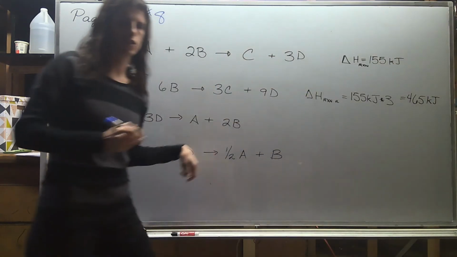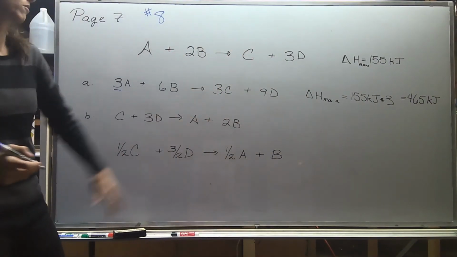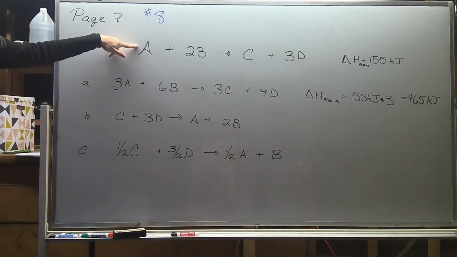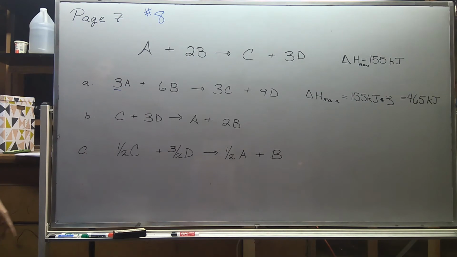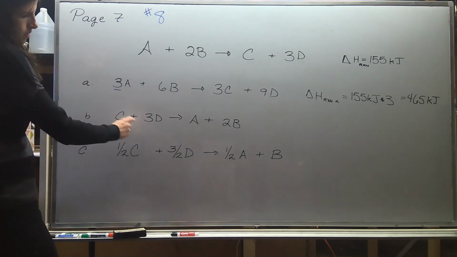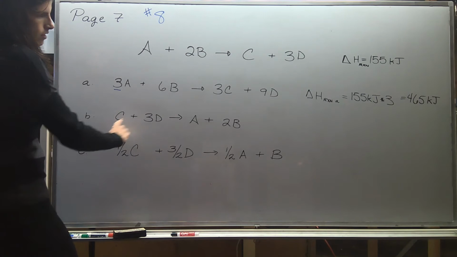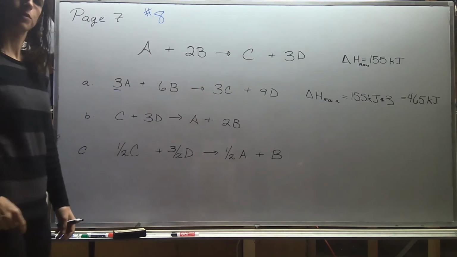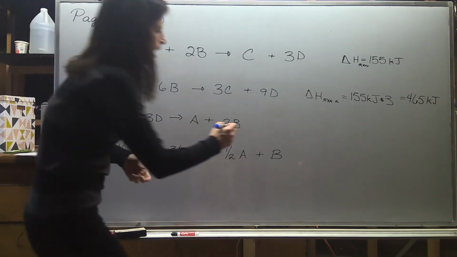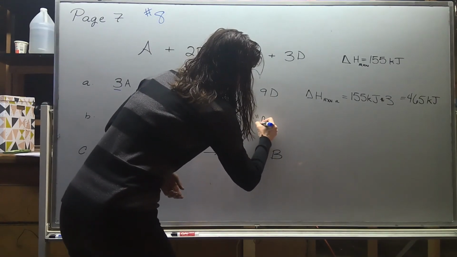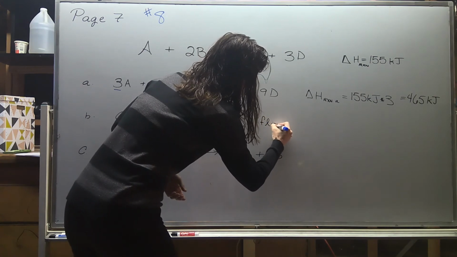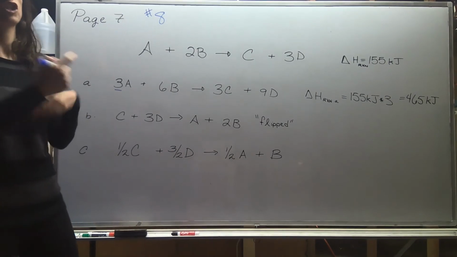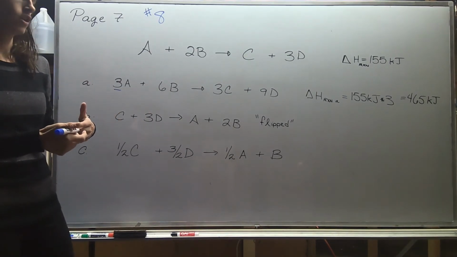So if you notice the coefficients are doubled, then you multiply by 2, and so on and so forth. All right, let's compare letter B to our original. Well, what I'm noticing with this is that these are reactants, and over here they're products. Coefficients are the same. It's kind of like it's flipped, right? So if a reaction is flipped or reversed, then that means that we have to change the sign of the delta H.